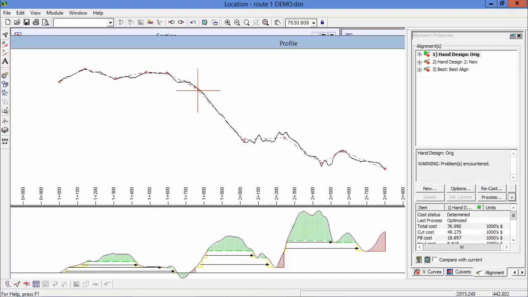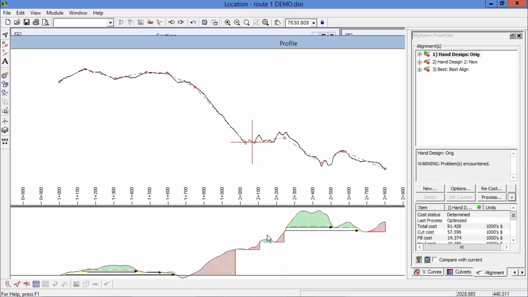So I can redo it here. Let's just move that a little bit down, for example. That was 76,000, and the cost has now raised to 91. And of course, that's also already a feature of RoadEng. The mass flow diagram is also updated on the fly.